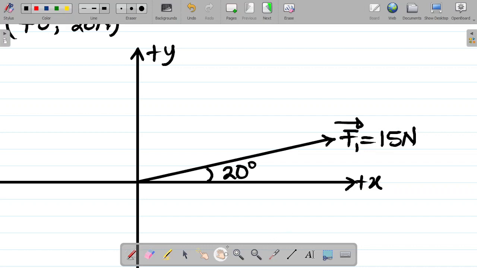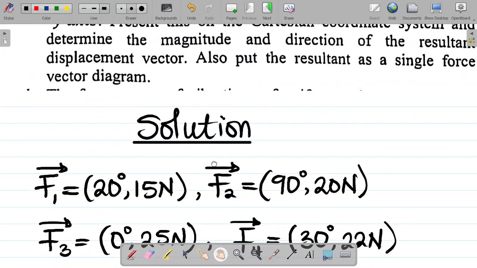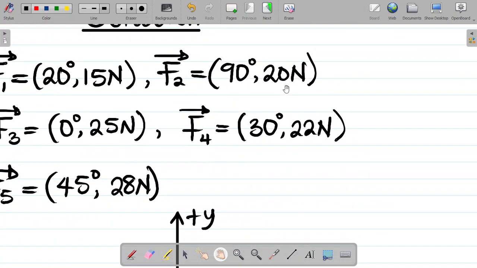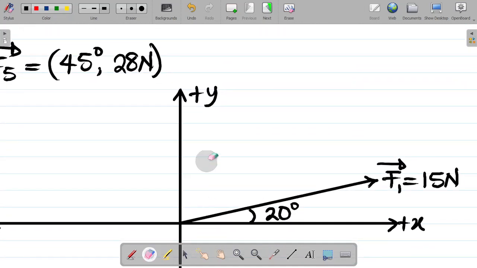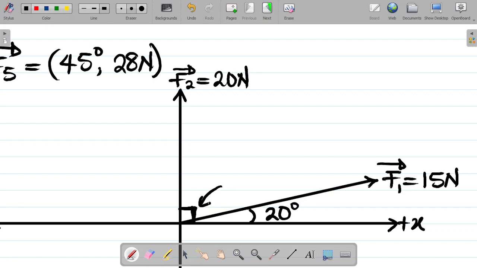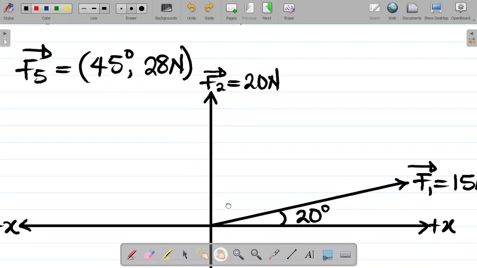So I've represented F1. Let's represent F2. F2 is 20 Newton at 90 degrees. In the positive XY region, 90 degrees would be perfectly vertical, so I'll have F2 this way. F2 is equal to 20 Newton, and of course, the angle here is 90 degrees. I'm not going to show that, but you should know that what I have here is 90 degrees. I don't have to do that, so I'll just keep it this way. So this is F2, and I'm done with this.